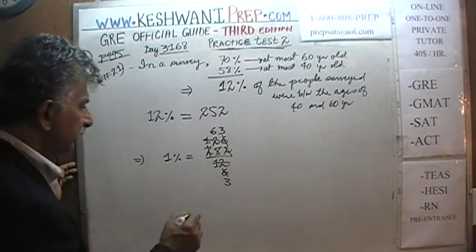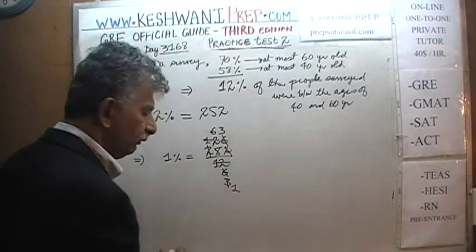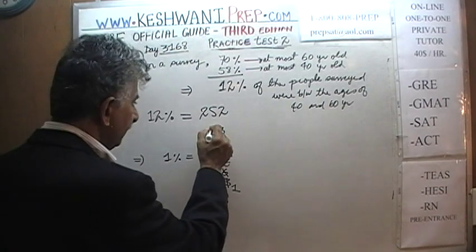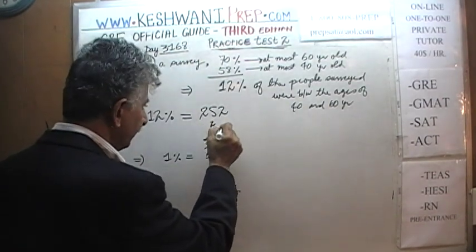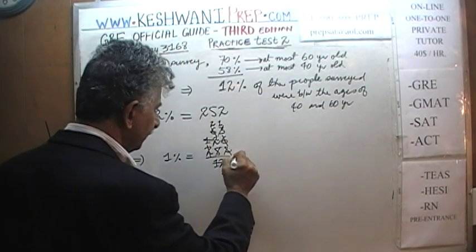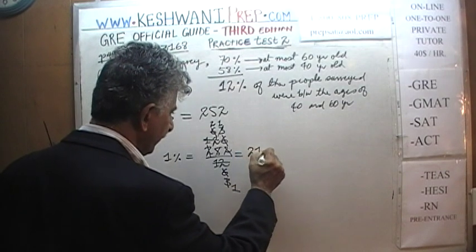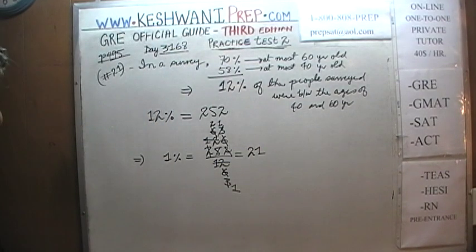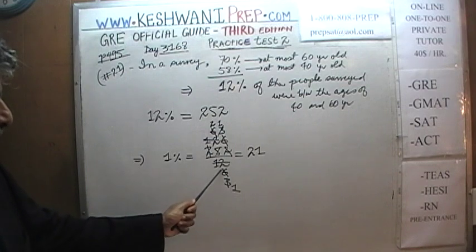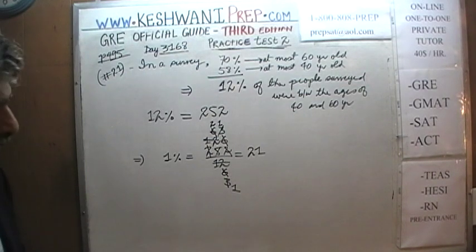Let's divide top and bottom by 3. So that 3 will disappear finally, we got rid of it, and 63, 6 has 2 3's and 3 has 1 3. In other words, after all is said and done, what we find is that 252 divided by 12 is exactly 21. And that represents 1%.